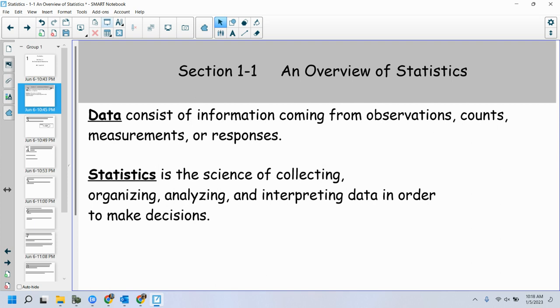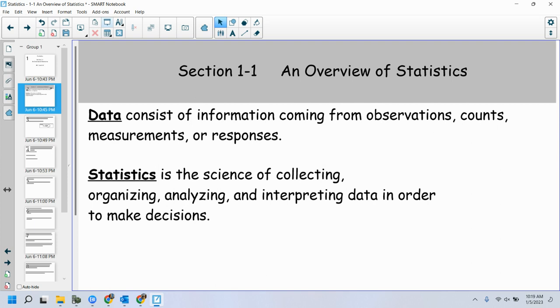So what is data anyway? Well, data consists of information coming from observations, counts, measurements, and responses. Fun fact, data is a plural word. It is both a singular and a plural. So that's why that is correct. Data consists of information coming from observations, counts, measurements, or responses. So basically anything can be data. Whatever you collect, right? Could be quantitative, could be qualitative. We'll talk about what that means in a minute.